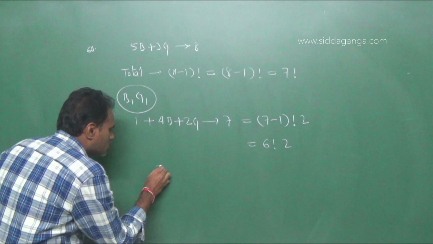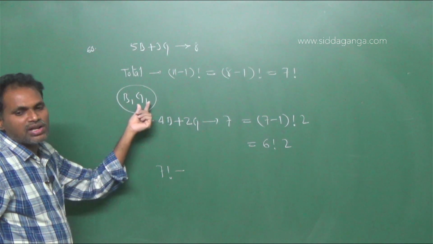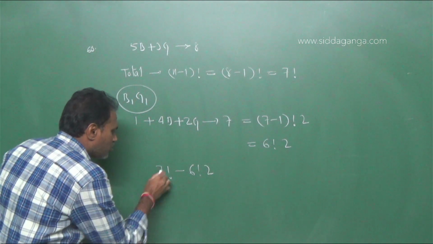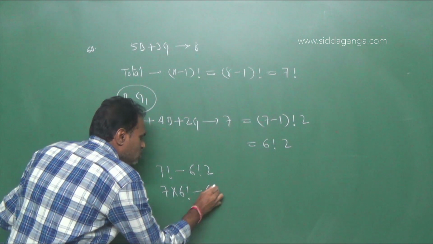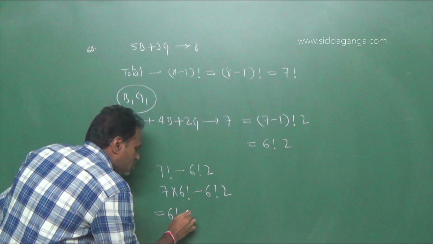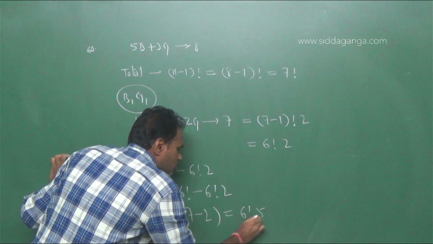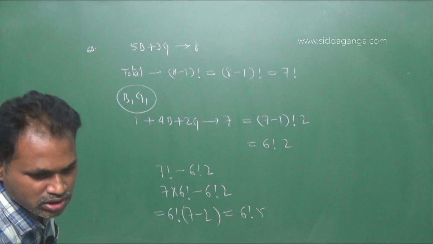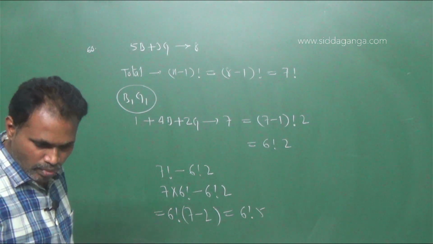But our question is that the particular boy and particular girl never sit adjacent. Therefore, total permutations minus the adjacent arrangements, that is 6 factorial into 2. So 7 factorial, which you can write as 7 into 6 factorial, minus 6 factorial into 2. Taking 6 factorial common, 7 minus 2, it is equal to 6 factorial into 5. Our answer is 5 into 6 factorial. Therefore, option 2 is right. Next question.